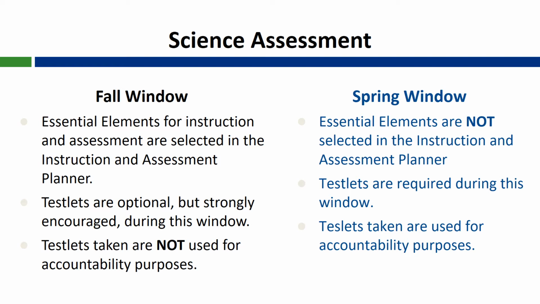During the spring window, the DLM system assigns the essential elements and linkage levels. This cannot be changed by the test administrator. Linkage levels are assigned based on the information you have provided about the student to the system. The testlets are assigned one at a time to the student until the blueprint is covered. Science testlets taken in the spring window are used for accountability purposes. Again, DESE strongly encourages all teachers to instruct on science essential elements during both windows.